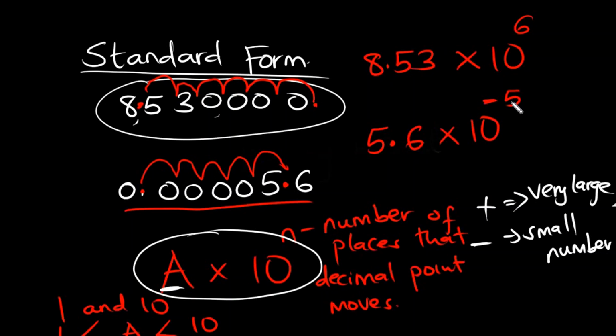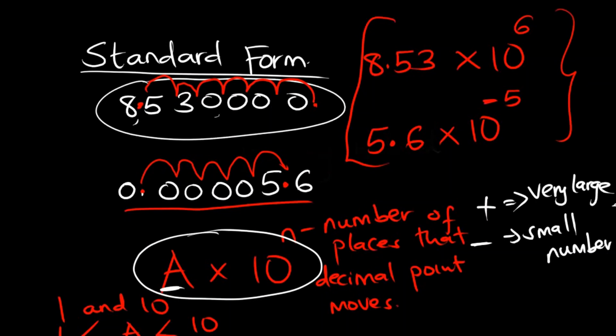How do we know it's negative 5? Because this is a very small number. It's a number that is less than 1. So in other words, any number that begins with 0 point, like 0.2 or 0.005, the power is supposed to be a negative power to show that this is a very small number. So this way, we have written these two numbers in standard form. So that is how to write numbers in standard form.